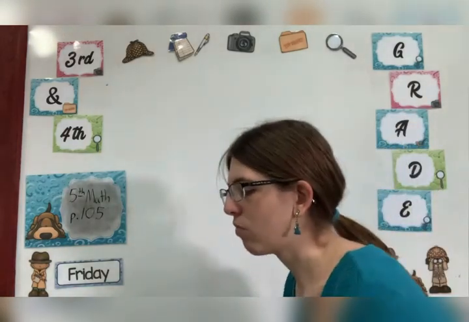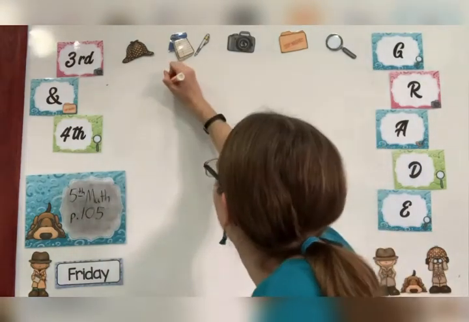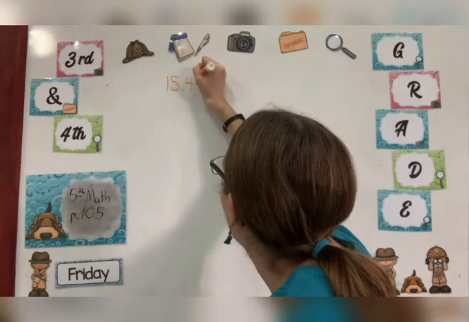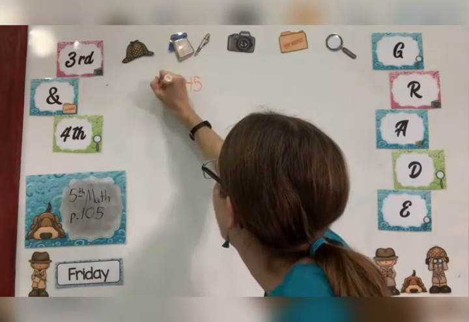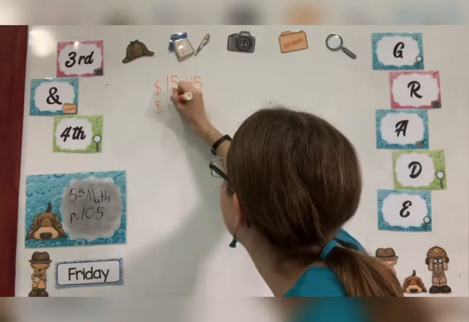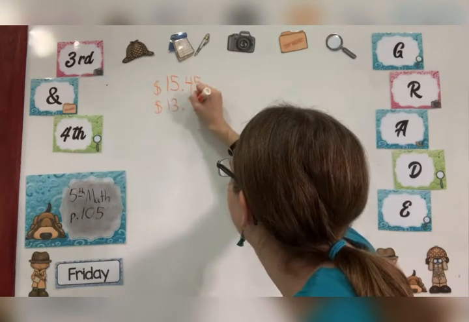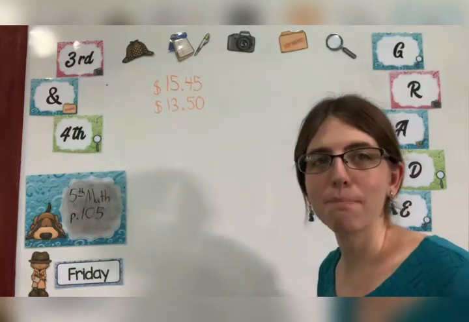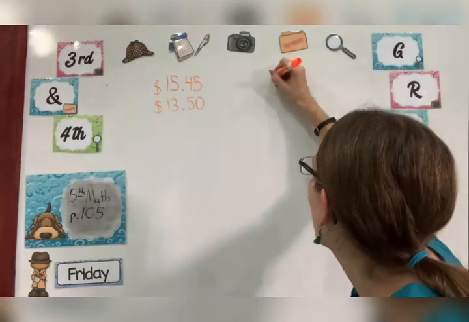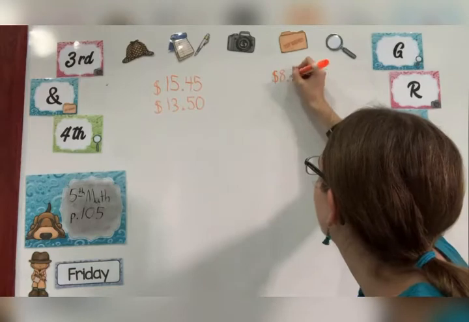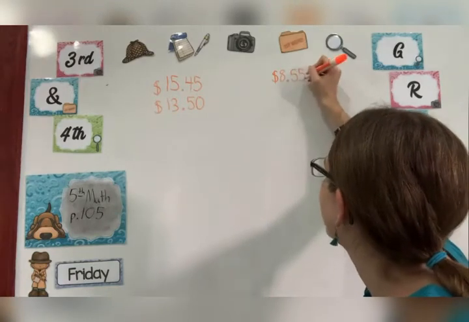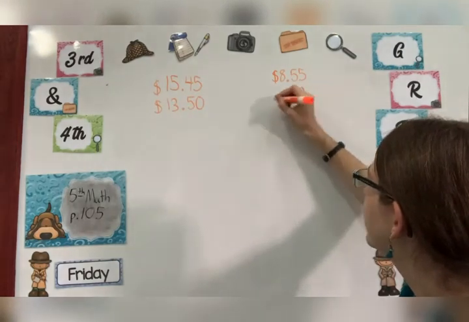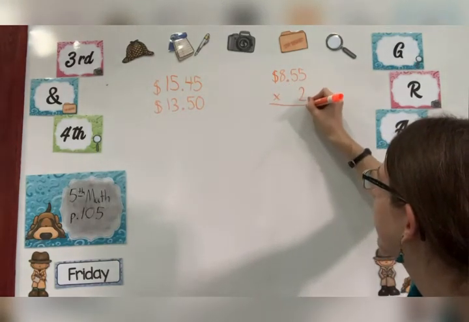Well, Jacob needs the present for his mom, which is $15.45. His dad's present is $13.50. And then he has his twin sisters. He wants to get them both toys, and they are $8.55 each. But he's buying 2 of them. So I'm going to multiply that by 2 to find the cost for both.